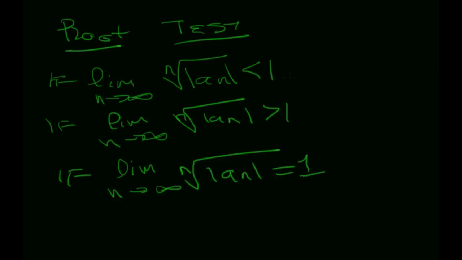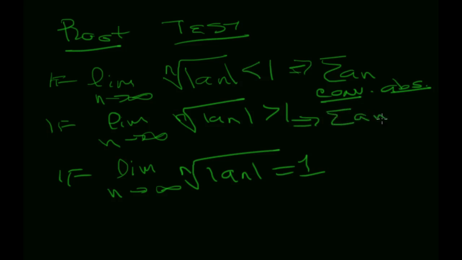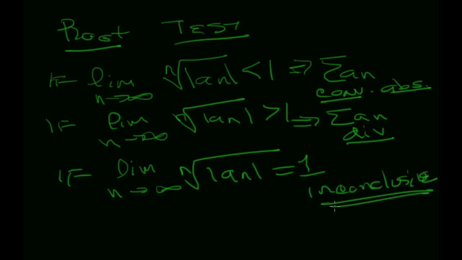If it's less than 1, this tells me that the series a_n converges absolutely. So if I take the limit of this root and it's less than 1, I get absolute convergence. If it's greater than 1, I get divergence. And if it's equal to 1, the test is inconclusive. So I've got to try something else.